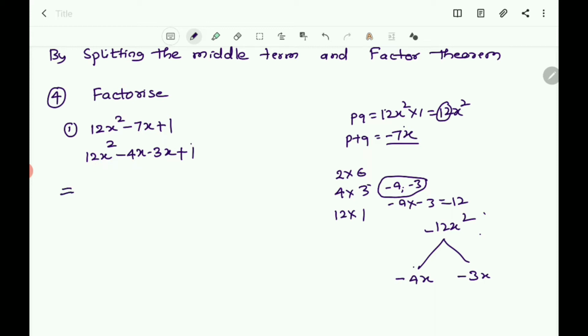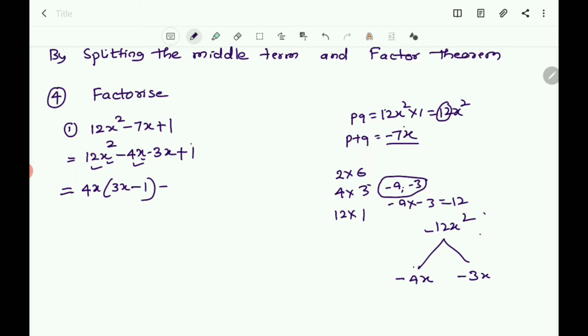Then here in 12x square and 4x, you know that 12 is in the table of 4, so you remove 4x as common, and in x square and x, x can be removed as common. So 12x square minus 4x, 4x is removed outside, means what comes in the bracket, you know that 4 3s are 12, and x into x, so 4x into 3x is 12x square. Next minus 4x is already outside, means 4x 1s are 4x.